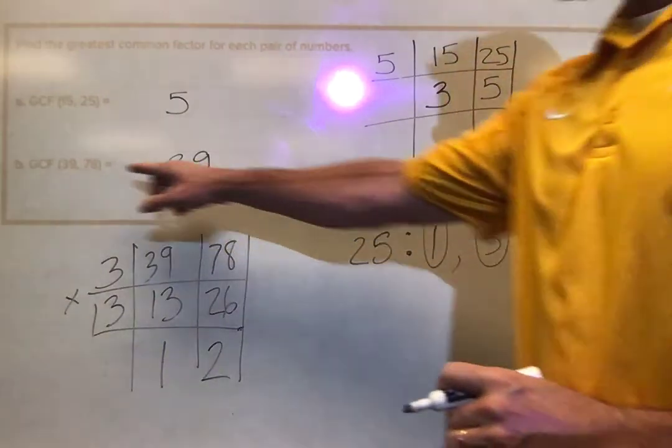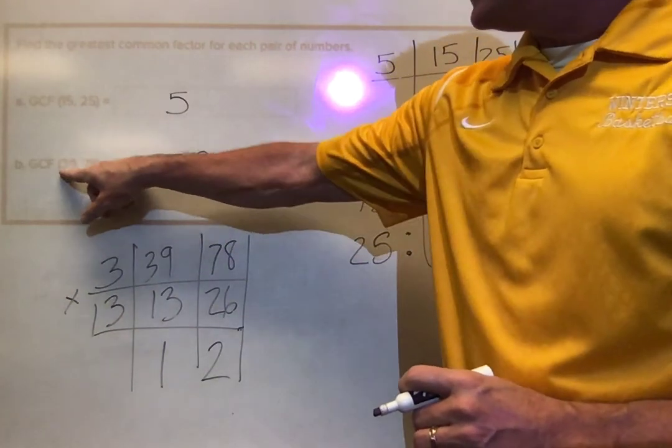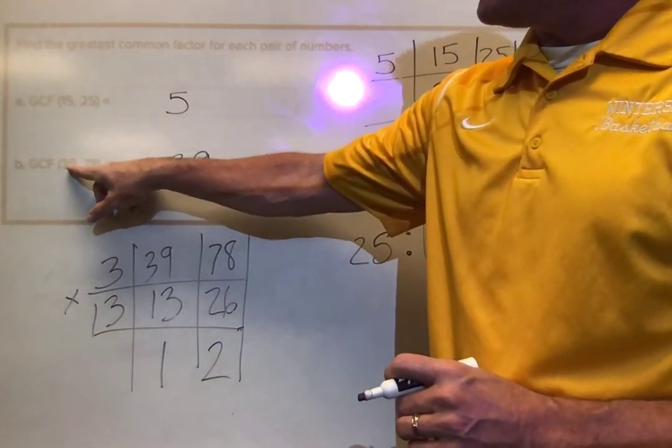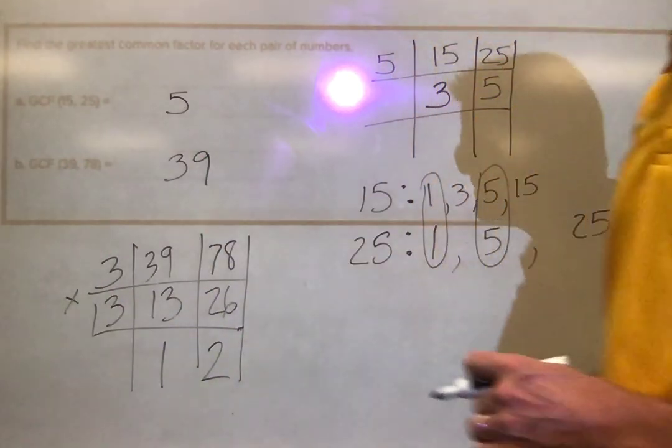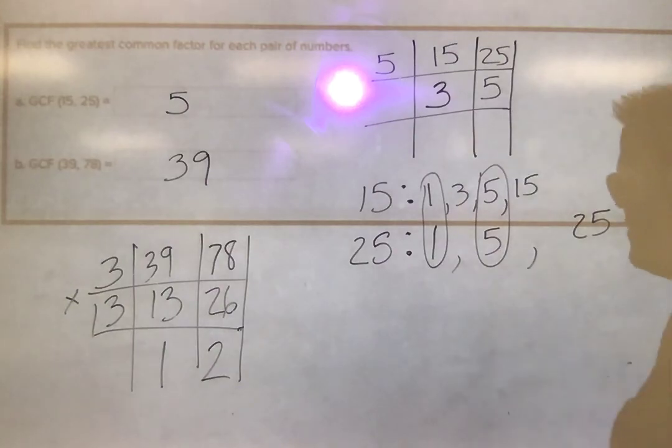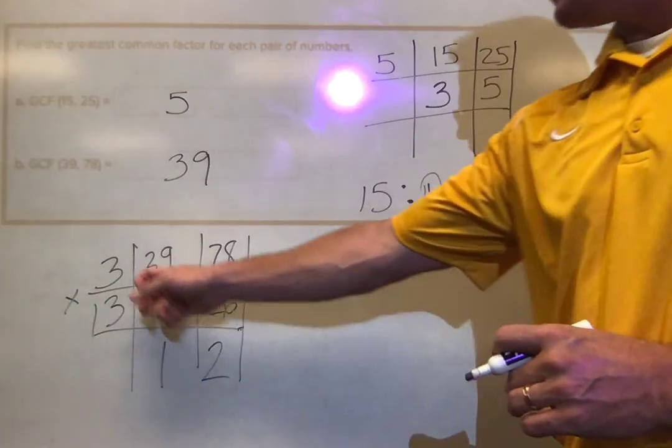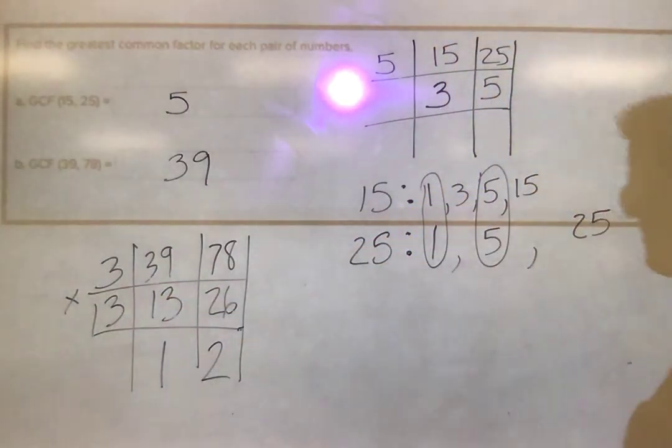Another trick sometimes is to look when you just have these two numbers and ask yourself, can the bigger one divide by the smaller one? And again, we don't know our facts for 78 very well, so sometimes that's hard to do. But in this case, using the grid method breaks it down for us and makes it a little bit simpler.